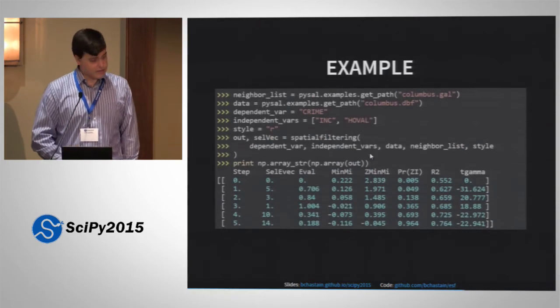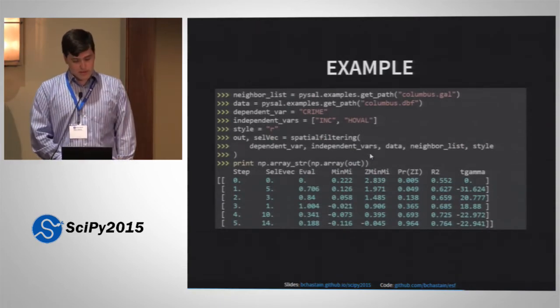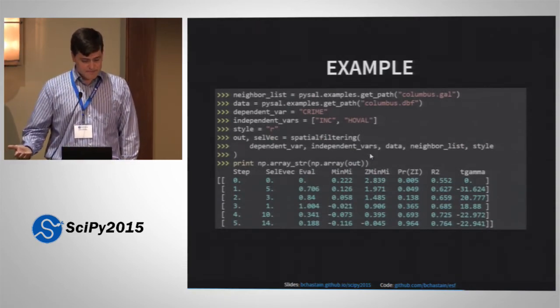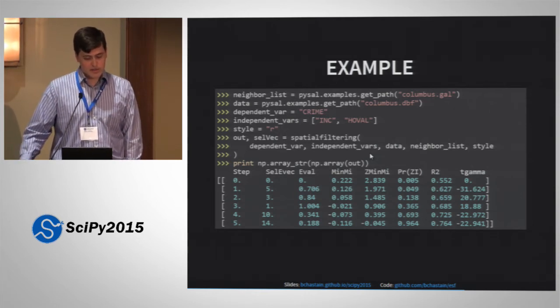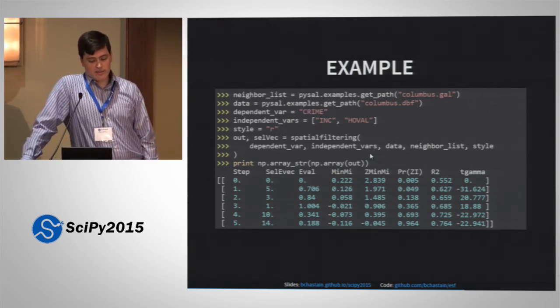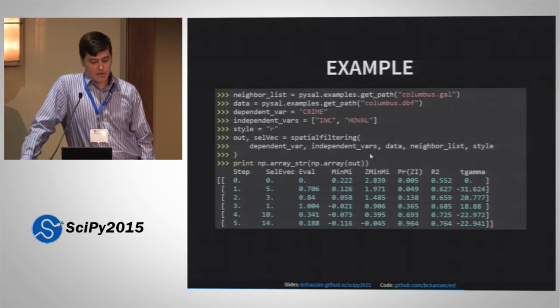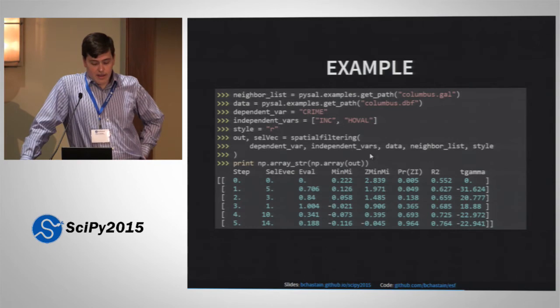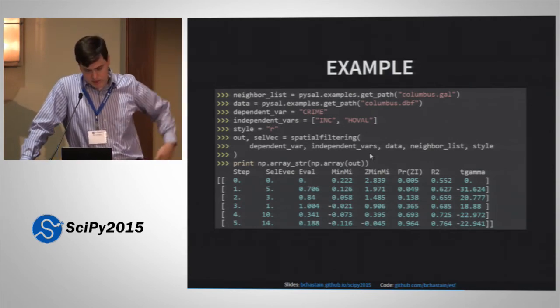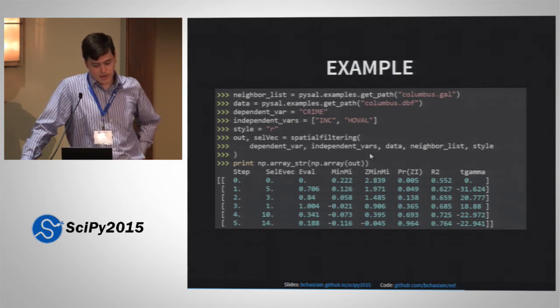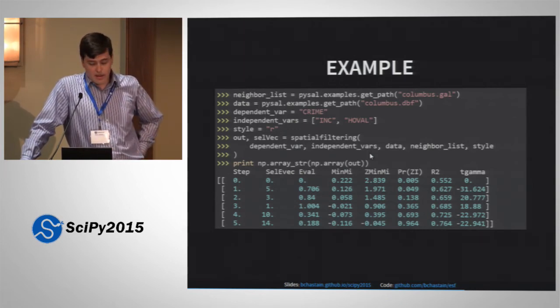So here is an example, and this one requires PySAL, and NumPy and SciPy, of course. This is just using an example data set from the PySAL library. I'm getting my dependent variable, which is crime, and independent variables, which I think in this case were income and home values. And then I'm setting up a weights matrix, that Columbus connection.